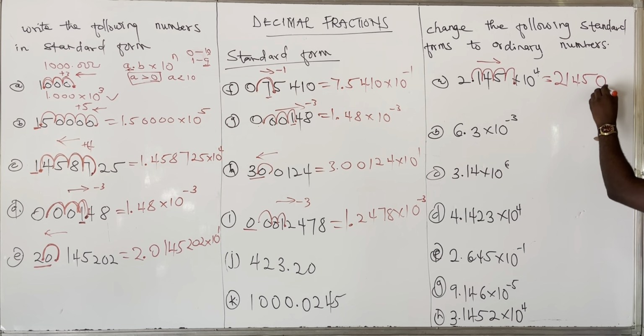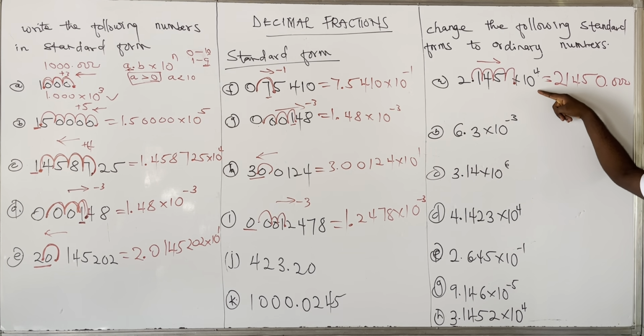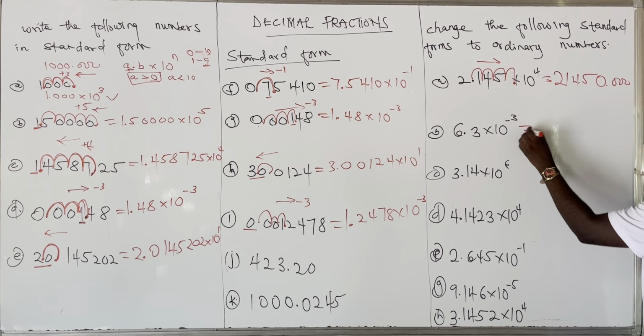21,450. If you bring the point, it will be 0.00000, or you can just ignore it since there is no number over here. You can just end here, or you bring what? 0.0000. Yes.